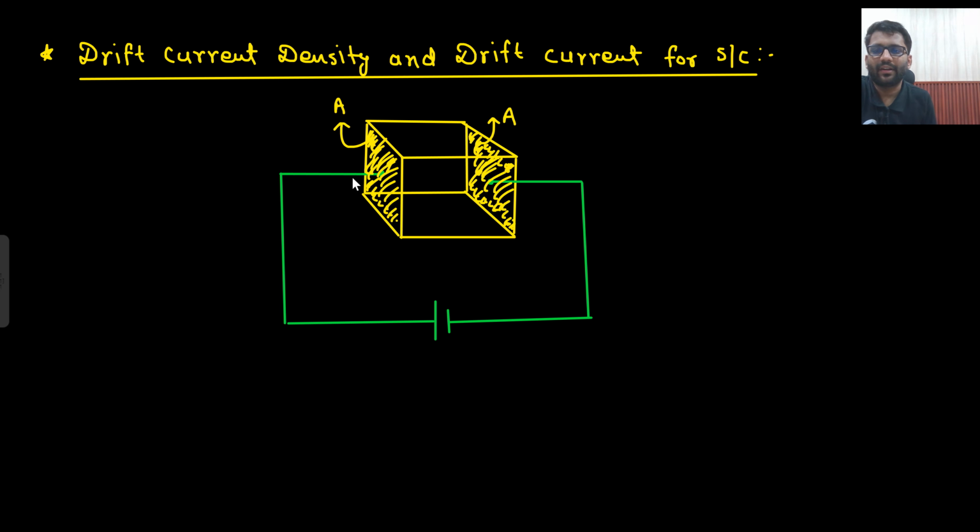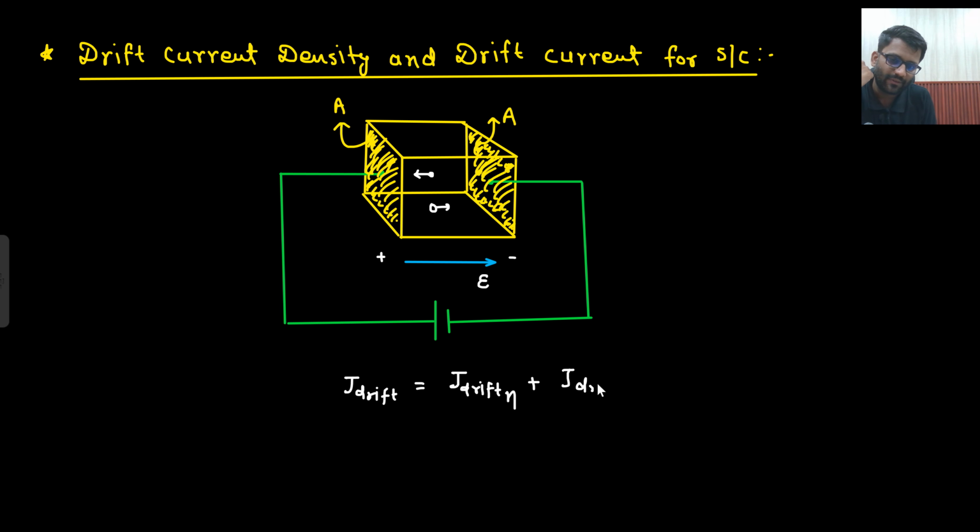This thing only I am repeating: drift current density and drift current for semiconductors. Again the same thing I will write down. There are electrons, there are holes, and the electric field is in this direction. Electrons will move here, holes will move here. So your drift current density will be given by J drift because of the electrons plus J drift because of the holes.